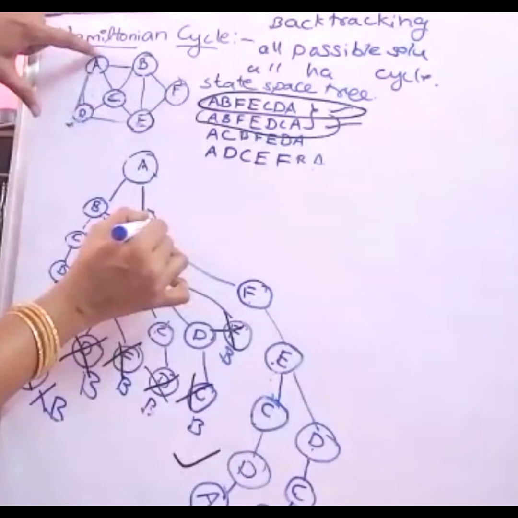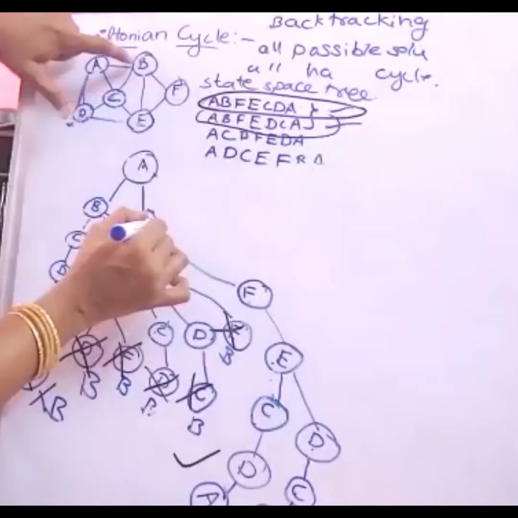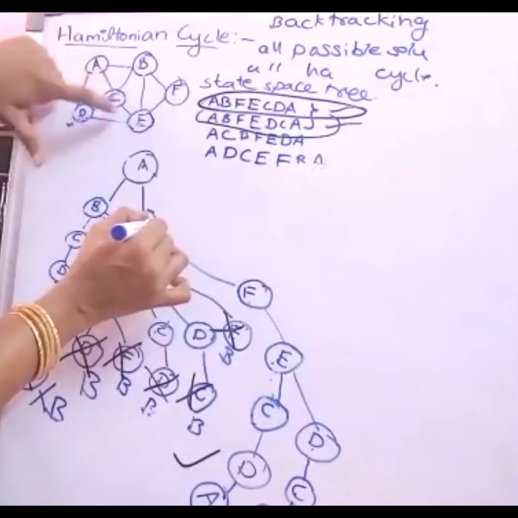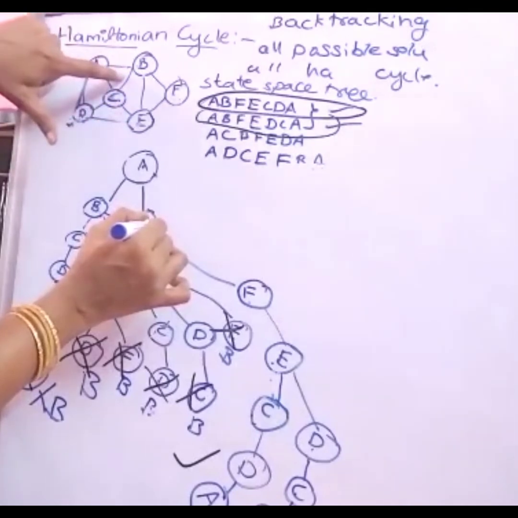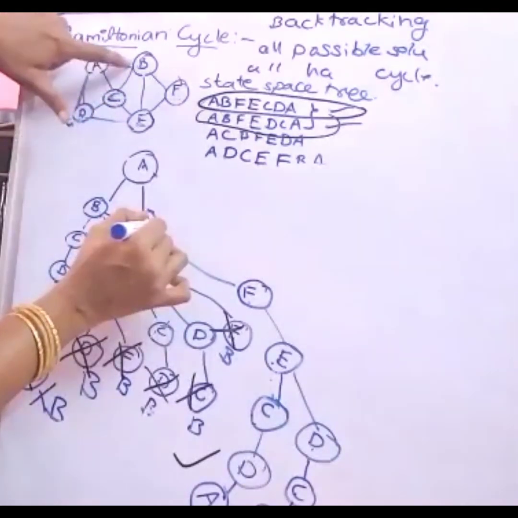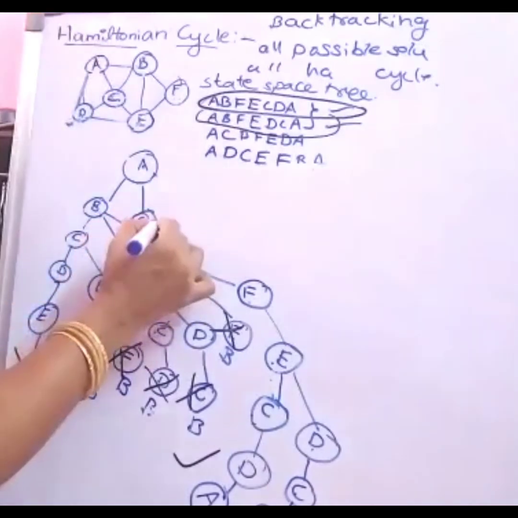C is connected to A, already visited. C is connected to B, C is connected to E. In this, these two are unvisited vertices. So I am trying to visit the unvisited vertices, which will start the sequence from C.